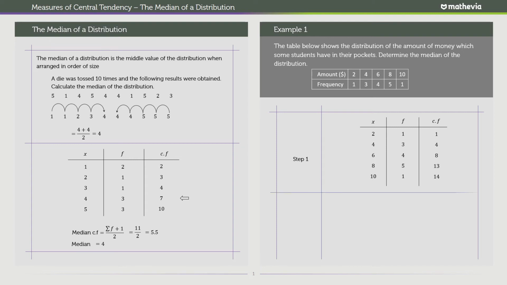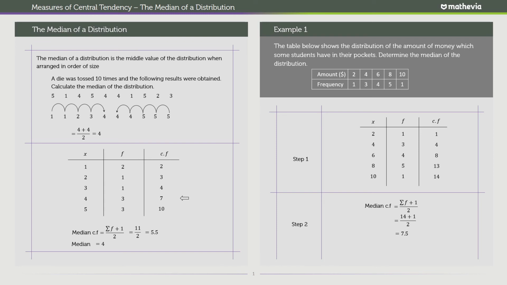Now to find your median cumulative frequency, you simply add 1 to the total frequency, the sum of the frequencies, and then divide by 2. It is the sum of the frequencies, not the sum of the cumulative frequencies. The sum of the frequencies is usually the last value of the cumulative frequencies, and in this case it's 14. So we have 14 plus 1 divided by 2, that's 15 divided by 2, which gives you 7.5.